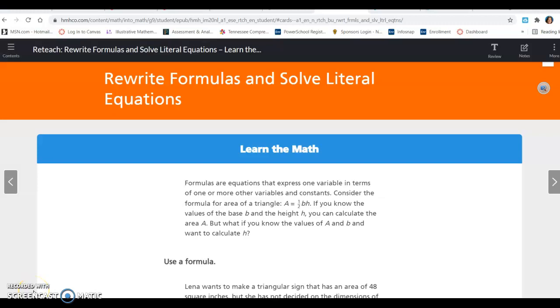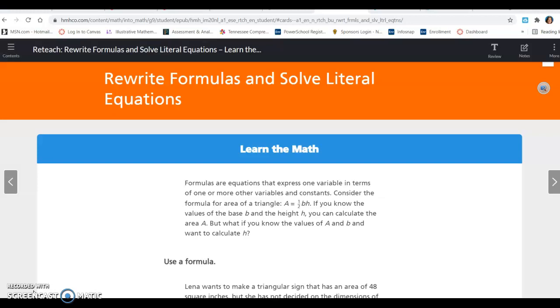Alright guys, today we're going to be in section 2.3, so lesson 2.3 in your textbook if you want to go and find this and follow along. Alright, so today we're going to rewrite formulas and solve literal equations.